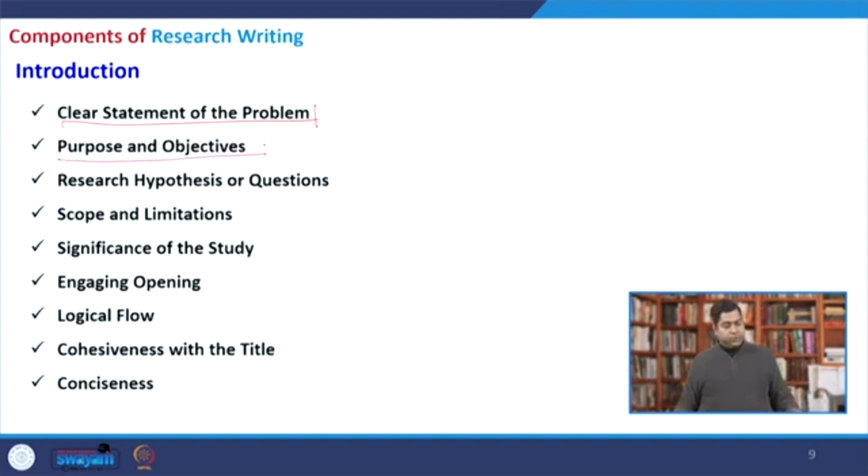Purpose and objective should be clear in the introduction, and this should be much more elaborated than in the abstract. Then if you have research hypotheses or questions, sometimes you may not have a hypothesis, but you must have certain research questions which you will answer through your research or the objective. It is also wise to state your scope and limitation, and if it is study-area dependent, mention the study area. Significance of the study, how it is going to help, you also need to write here.